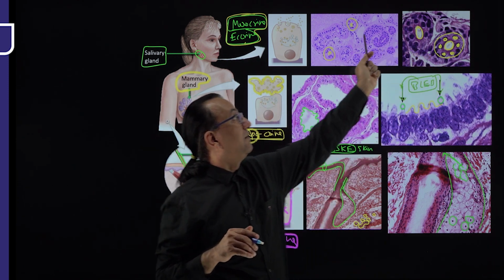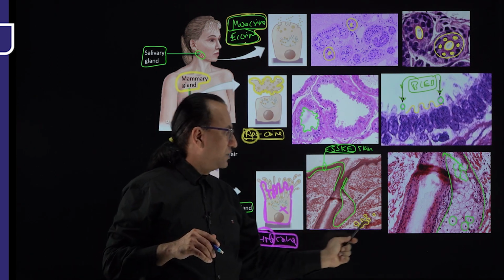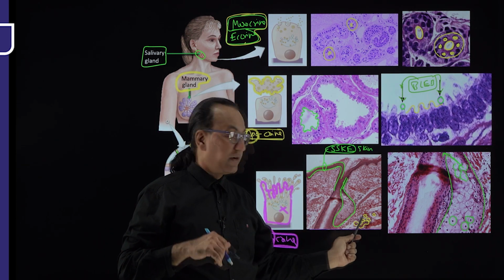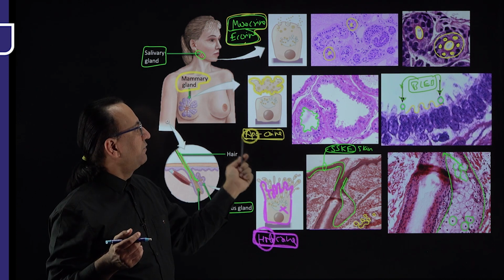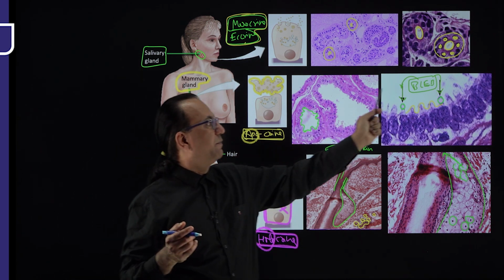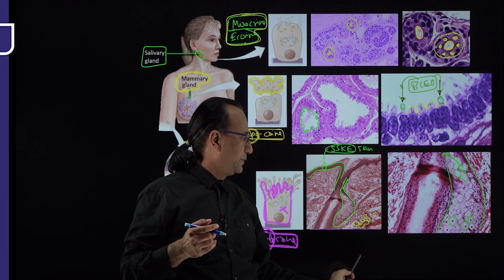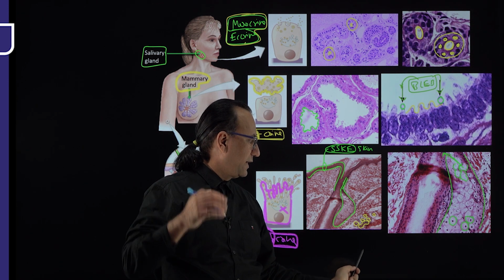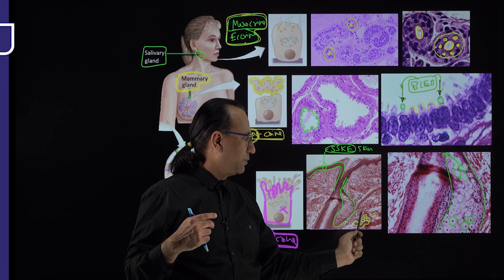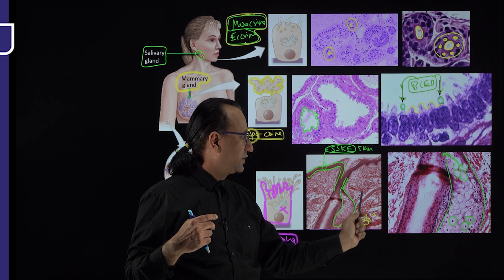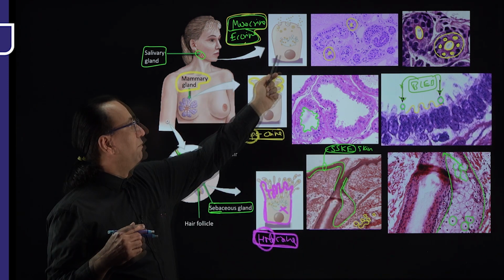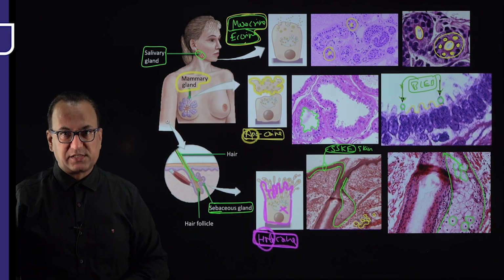And eccrine variety of sweat glands are present in the superficial region of the dermis. But if you talk about the apocrine variety of sweat glands, then they will be present at a still deeper level. So apocrine are at a deeper level, eccrine are at a superficial level in the dermis of the skin. These are some of the differences between the three types of glands.